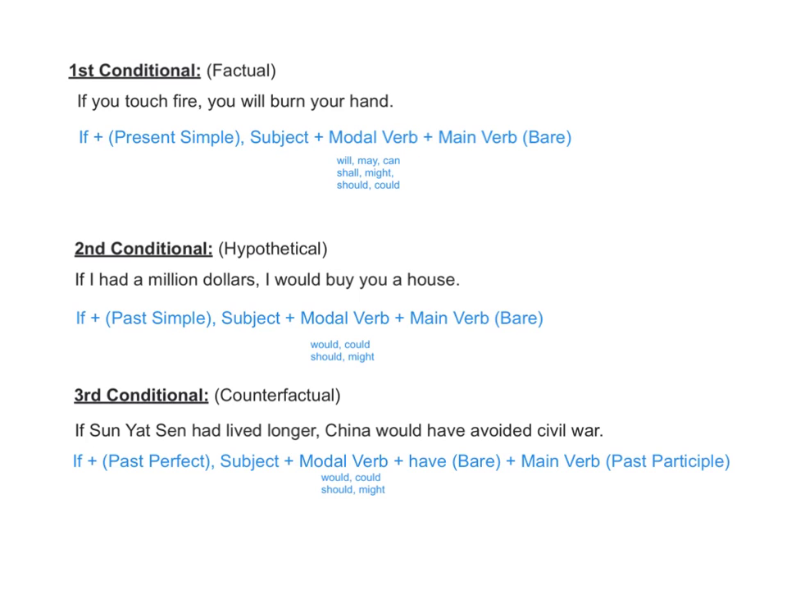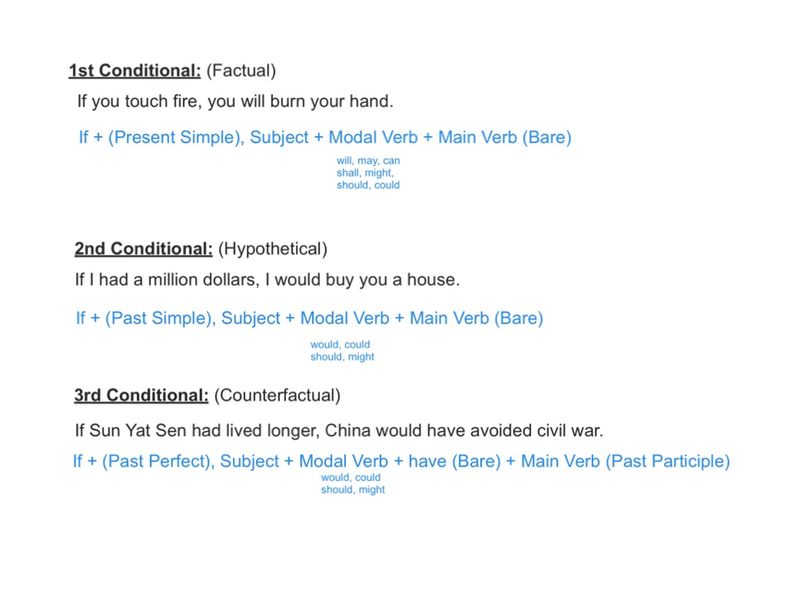And I think the answer has to do with degrees of reality. The first conditional is the most real. It describes facts. If you touch fire, you will burn your hand. The second conditional is less real. It's hypothetical. It describes things that are not true, I had $1 million, but could become true. I would buy you a house if I had $1 million. Finally, the third conditional describes changing the past, and that is the most impossible. I might one day get $1 million, but I will never be able to go back and change the past.